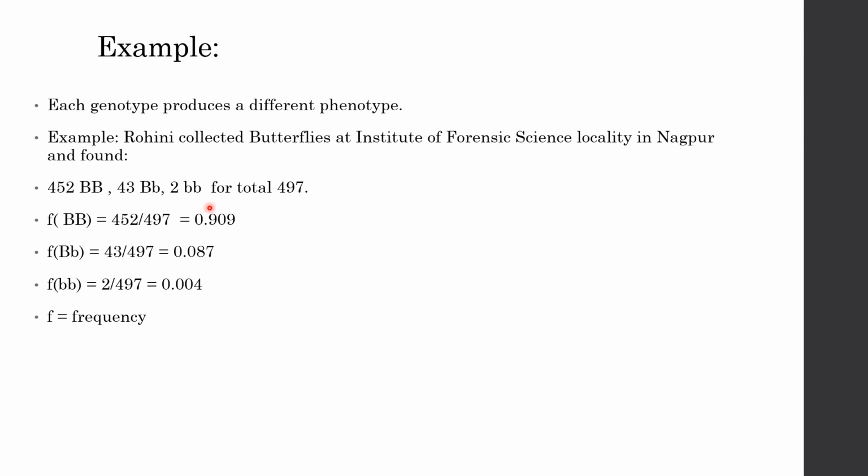In this case, you take the number of butterflies upon the total number of butterflies she collected. So whatever answer comes is the frequency, and 0.9 is the frequency of the butterflies in the total collected population of butterflies in this locality. Okay, so this is an example.